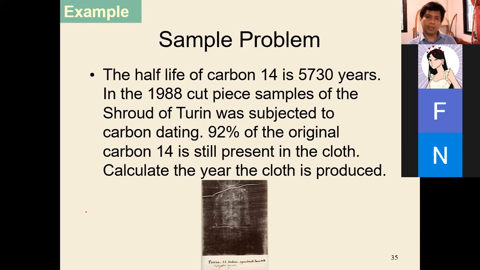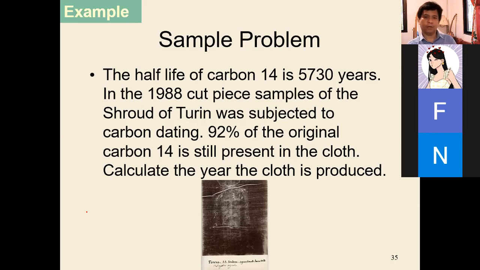In 1988, cut pieces of samples of the Shroud of Turin was subjected to carbon dating. So they are allowed to cut a small portion of the Shroud of Turin, yung damit, yung kumot. Tapos kinarbon date nila. Then they found out that 92% of the original carbon-14 is still present in the cloth. So calculate the year when the cloth is produced. Okay, so how do you do this?